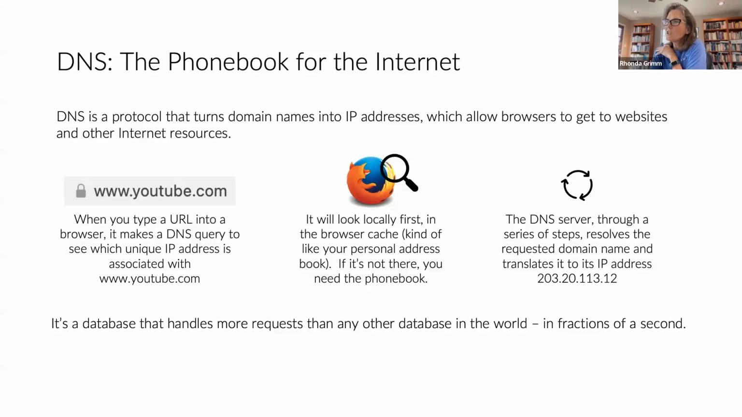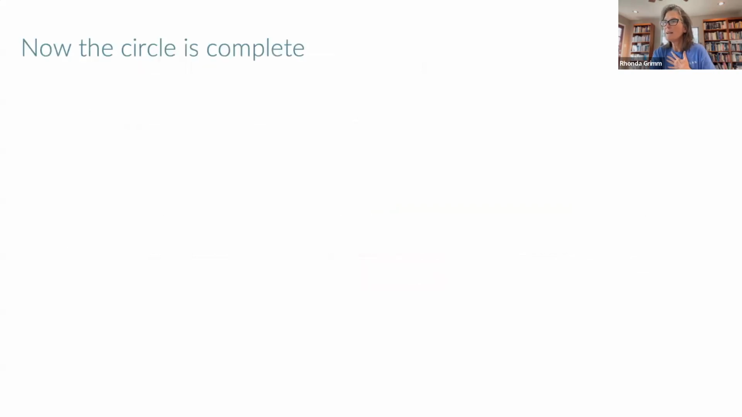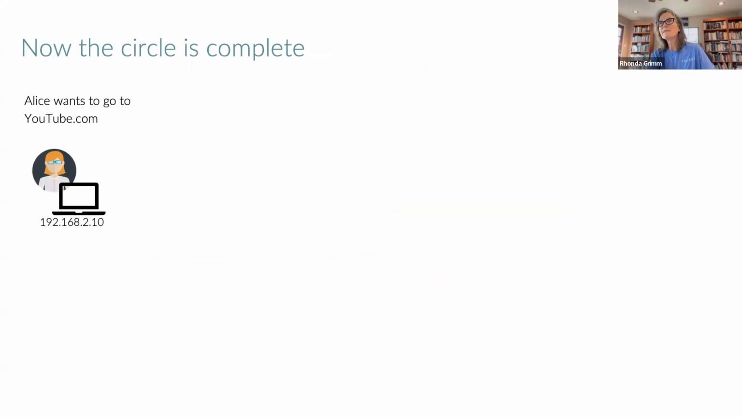So basically, it's just this humongous database. It's the biggest database in the world, I believe. And it makes all these requests through a series of DNS servers located everywhere. It does it in fractions of a second. And it really is quite impressive. So now the circle's complete. Alice wants to go to YouTube.